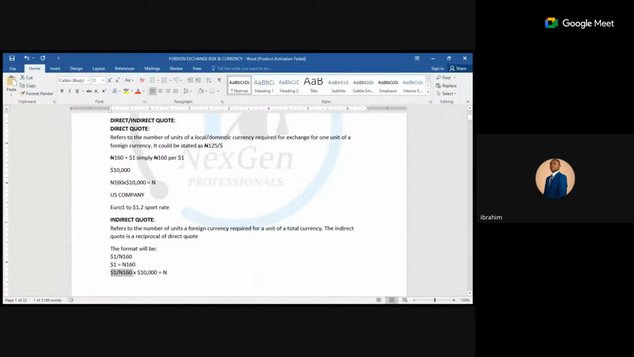But if the company is US based, meaning the naira sign will not even be there, maybe it is dealing with US to Germany, China, and all that, let's assume that the company is a US based company and you have $1 to 160. If the company in question is situated in the US, that is a direct quote, because the functional currency of that company is the US dollar.